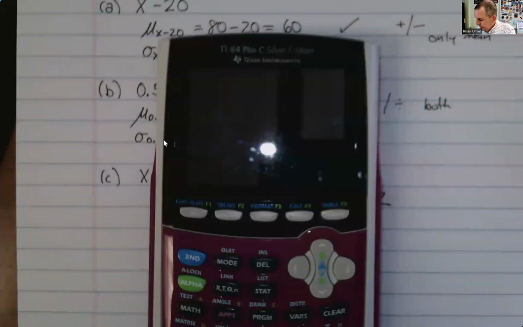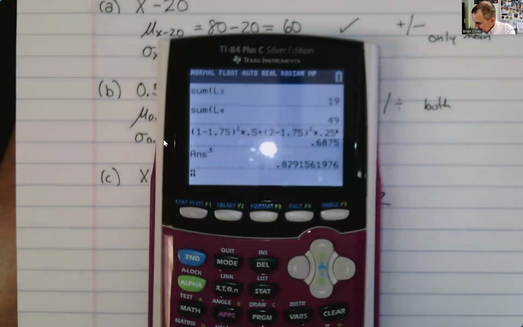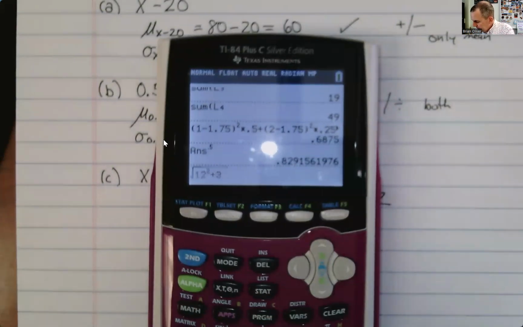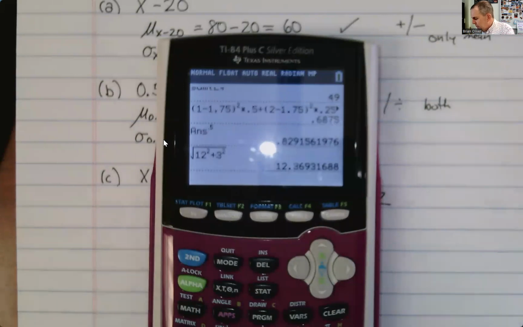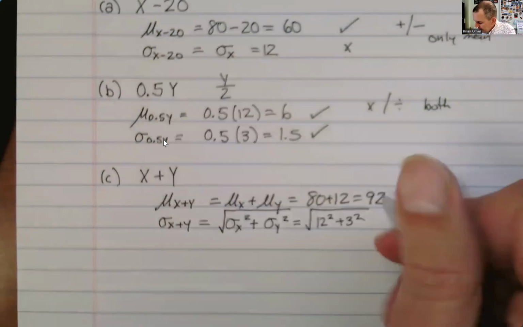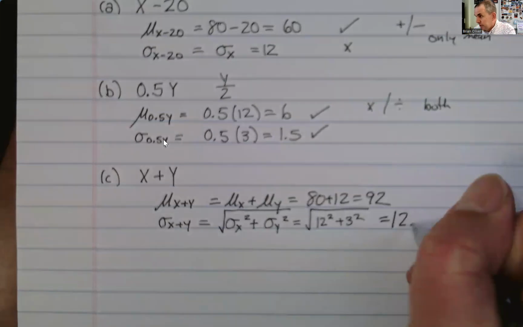I'm going to do 12 squared plus 3 squared, and it's going to give me 12.37. So it's going to give me a standard deviation of 12.37.